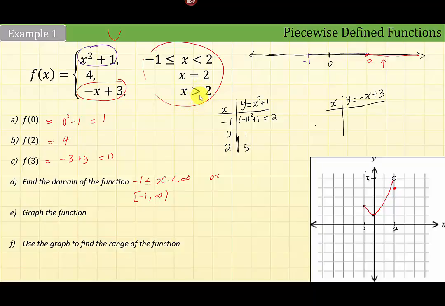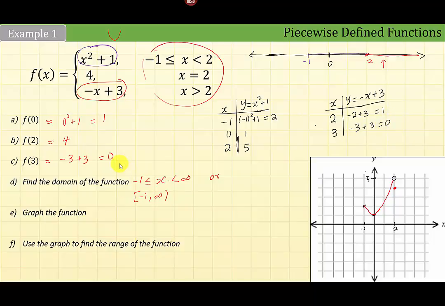So the boundary is 2 here. So we have to use that one and one more about 2. So it's about 2, so let's say 3. So when x equals 2, what do we get? -2 plus 3, which is actually equal to 1. When x equals 3, I get -3 plus 3, which is actually, we already found that one, which is 0 here. So we got that part.